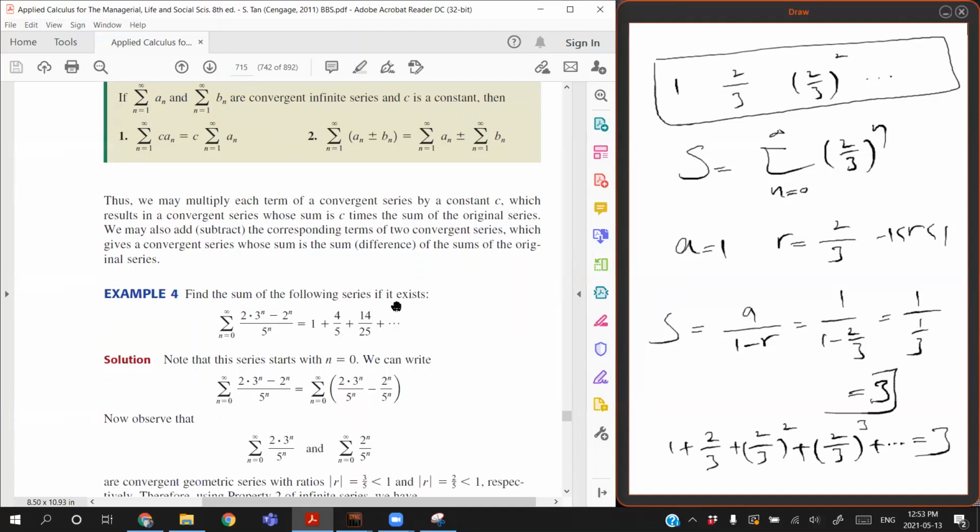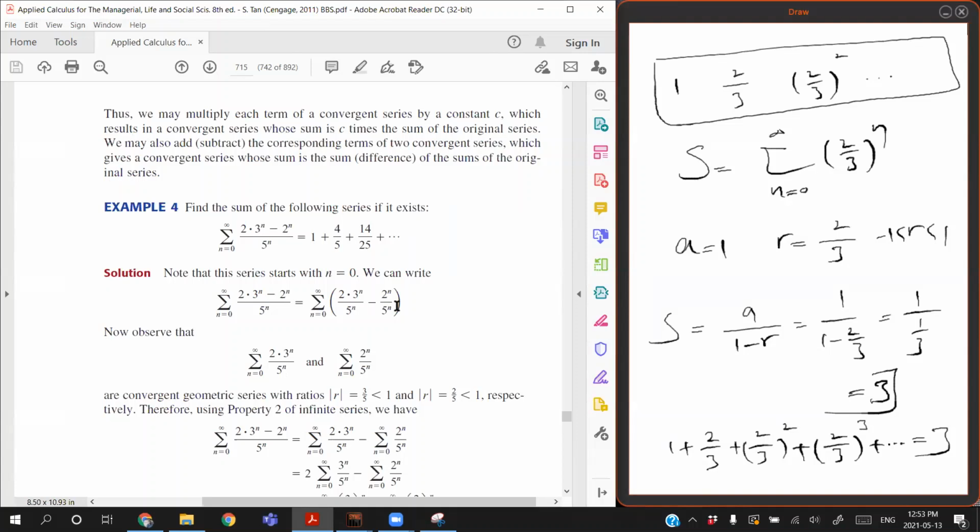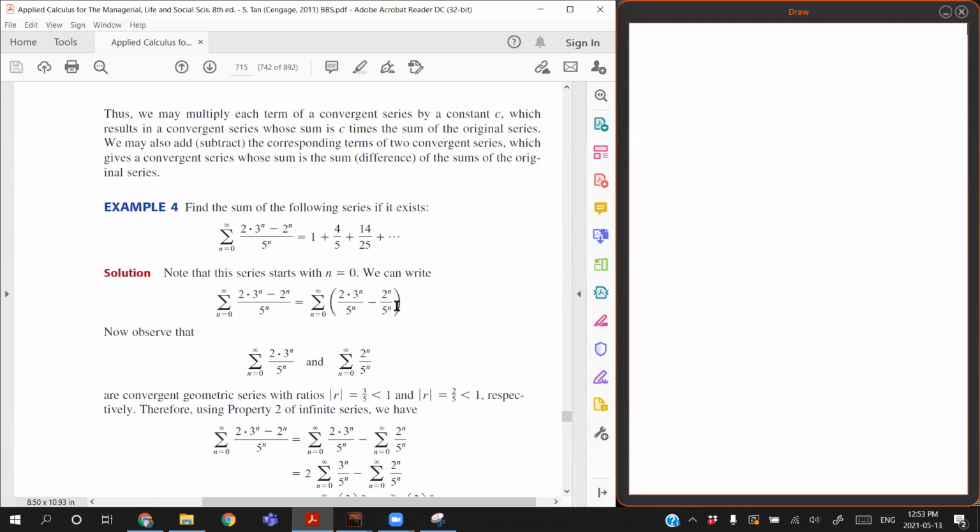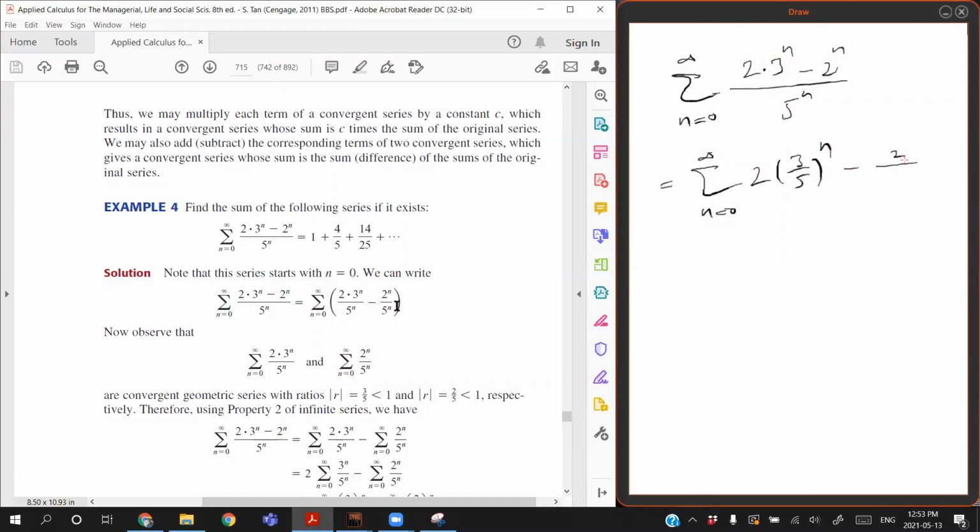So how does this help? This helps you solve problems like this. Example 4. We're going to evaluate this infinite series, n from 0 to infinity, 2 times 3 to the power of n minus 2 to the power of n over 5 to the power of n. I'm going to write this as sigma n from 0 to infinity of 2 times 3 over 5 to the power of n minus 2 over 5 to the power of n. Is this clear so far?